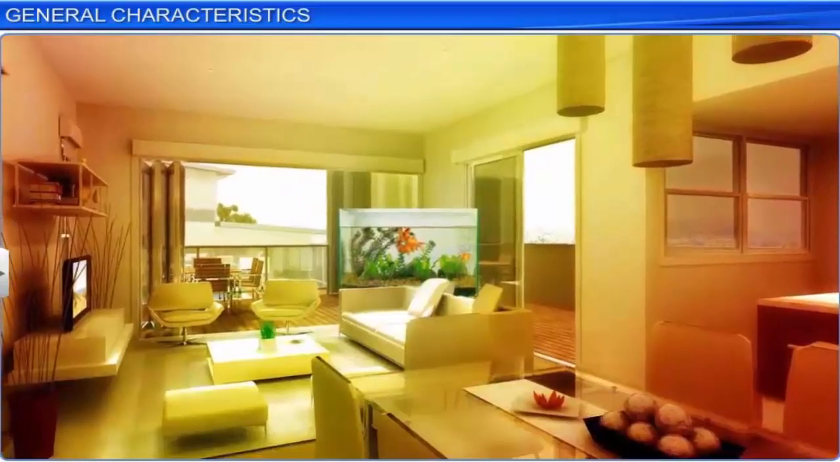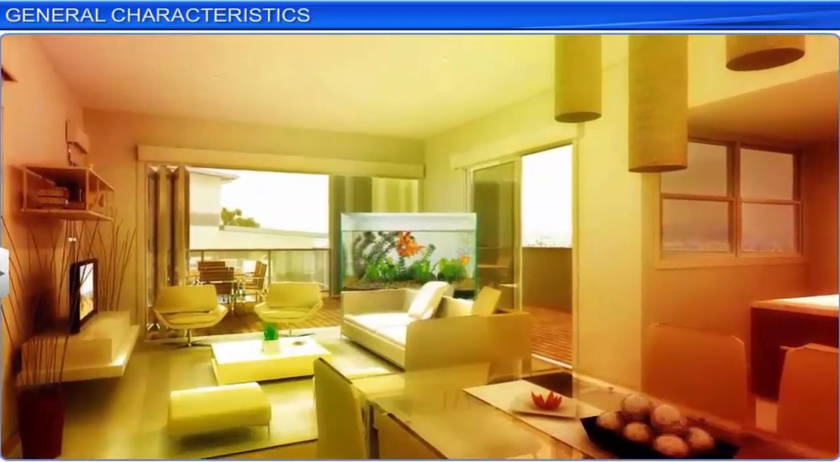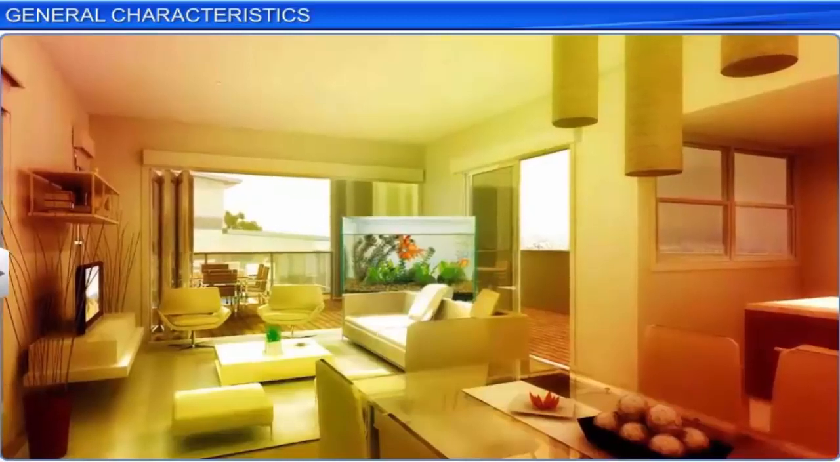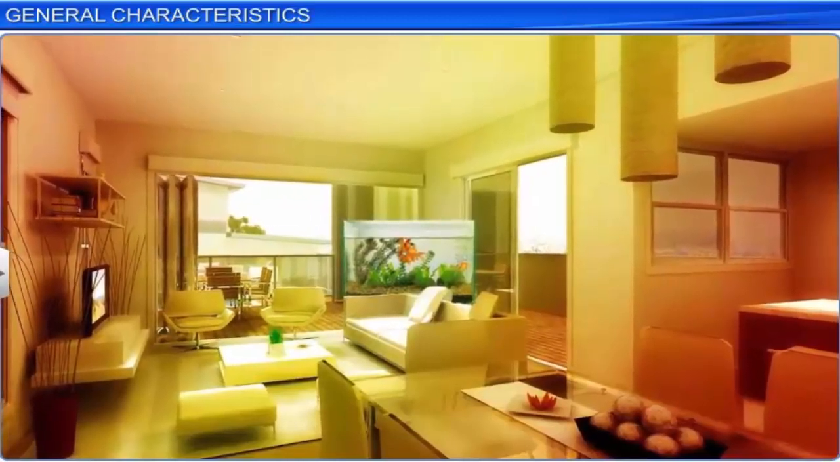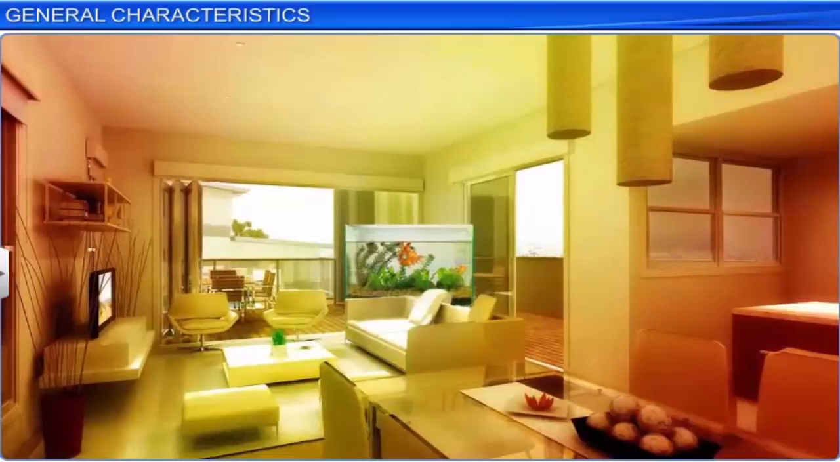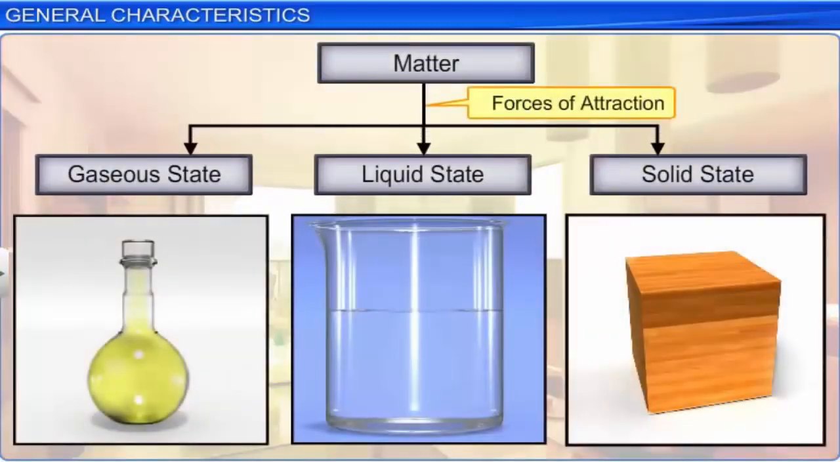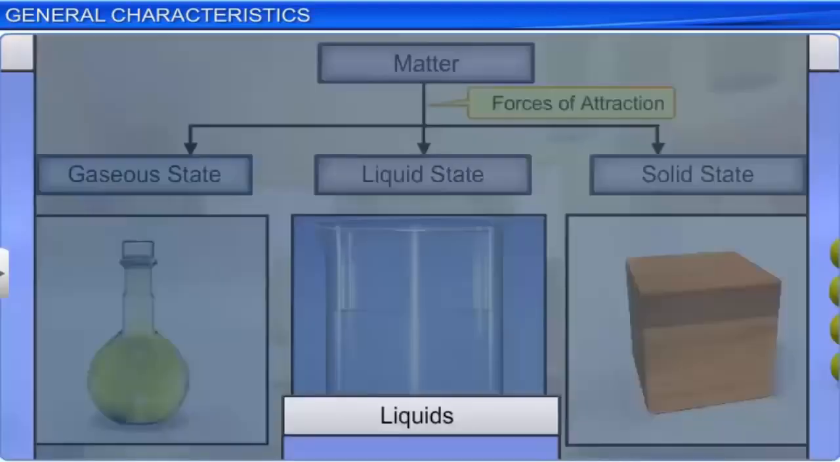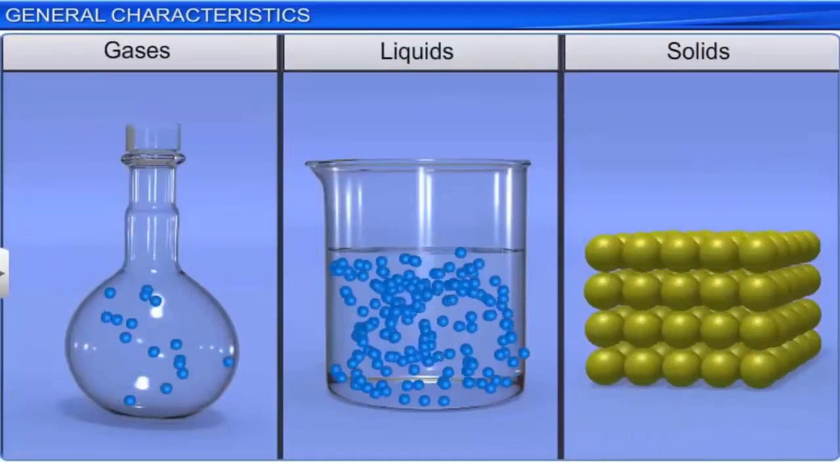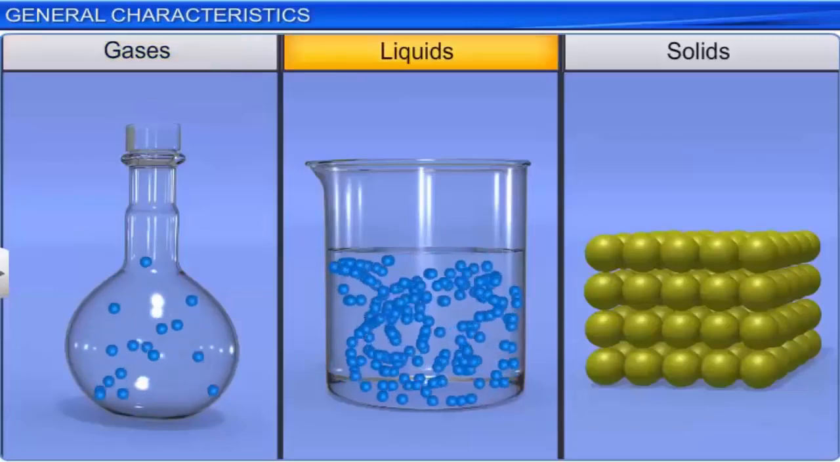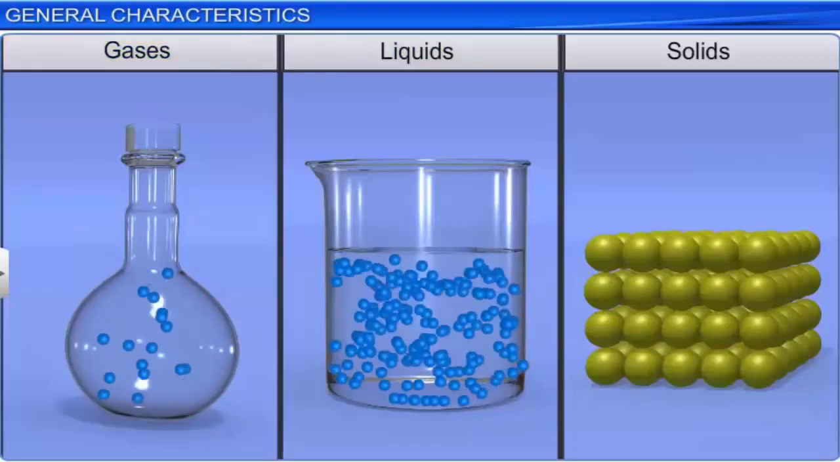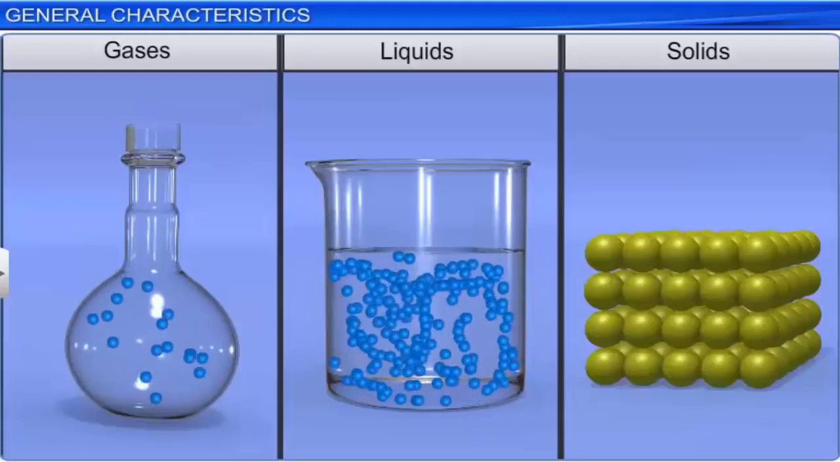Matter, on the basis of the forces of attraction between the constituent particles, such as atoms, ions, or molecules, exists in three different physical states, namely gaseous state, liquid state, and solid state. You know that the constituent particles in gases and liquids are held together by relatively weak forces of attraction as compared to those in solids.